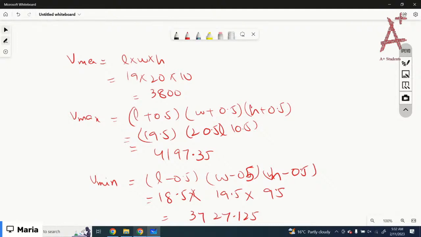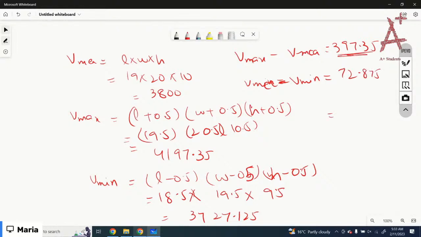Got it? Now you have to subtract the measured volume from the maximum volume. Here you have 4197.35 minus 3800. It would be 397.35. Got it? Then you have to do measured minus minimum: 3800 minus 3727.125. It is 72.875. Okay, that means this is the maximum difference, 397.35, and you have to divide it by the measured one.